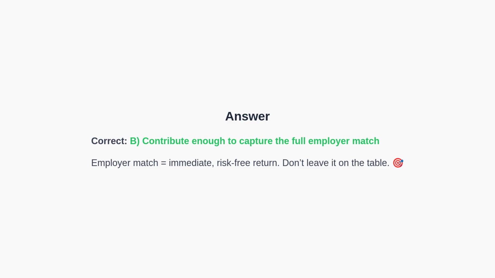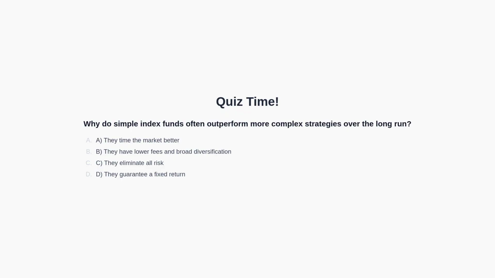The correct answer is B. Contribute enough to capture the full employer match. This is typically the highest and most reliable immediate return available in your plan, and missing it is equivalent to leaving free money unclaimed. Second quiz.